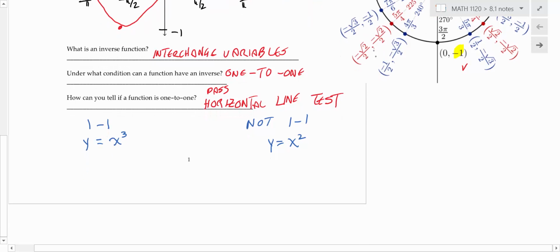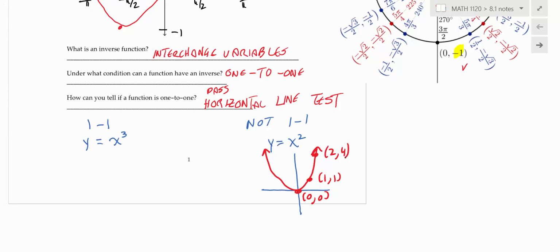And the idea would be if you were graphing y equals x squared, hopefully that's a parabola. So what I want to show you on this basically is this idea right here. On a parabola, we have a point (0, 0), we have a point (1, 1), and we have a point (2, 4), and so forth like that. Now that's not one-to-one. The reason it's not one-to-one is because it fails the horizontal line test.